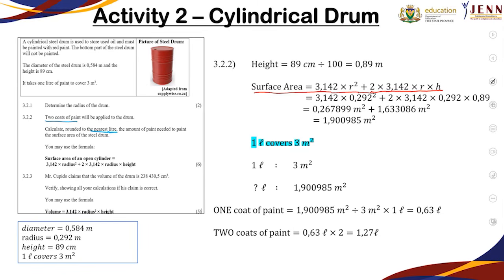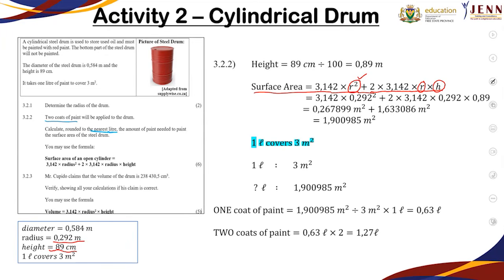So let's go. What is required in my formula? I must find the radius. We got it from the previous example in 3.2.1, where we said the radius, if you look at the bottom, will be 0,292 meters. So I've got my radius there. Now what else do I need in my formula? I only need the height to get the surface area. My height is 89 centimeters.